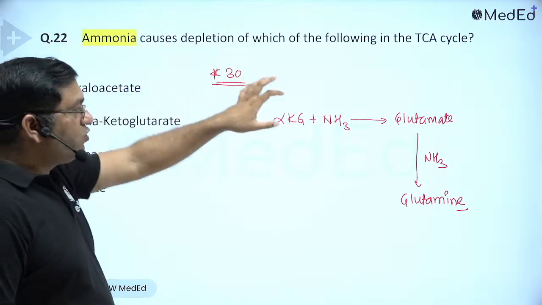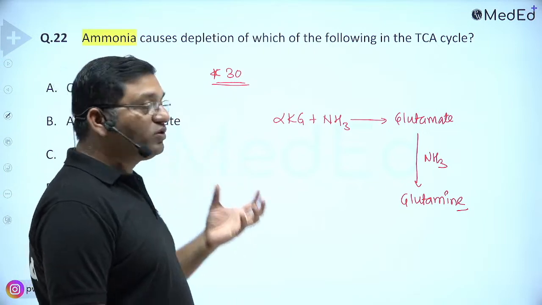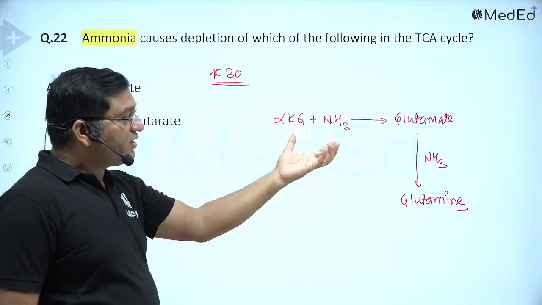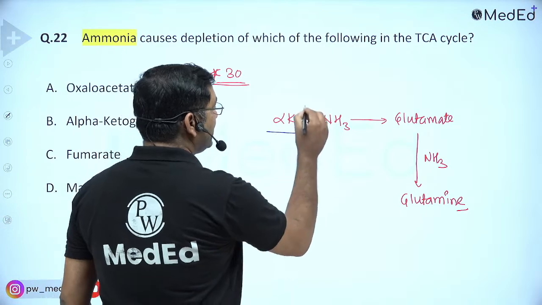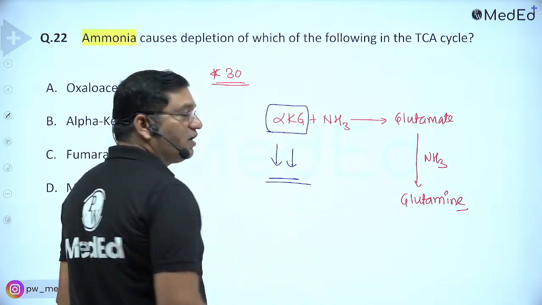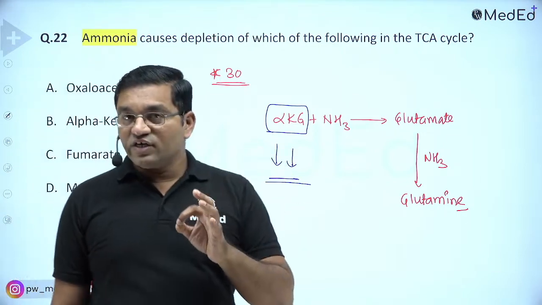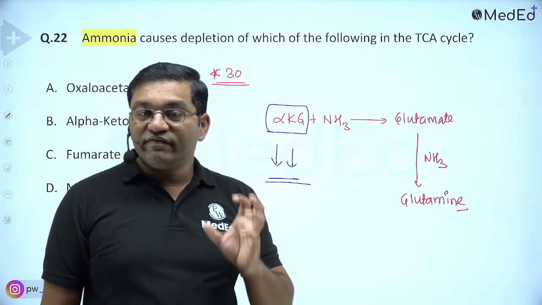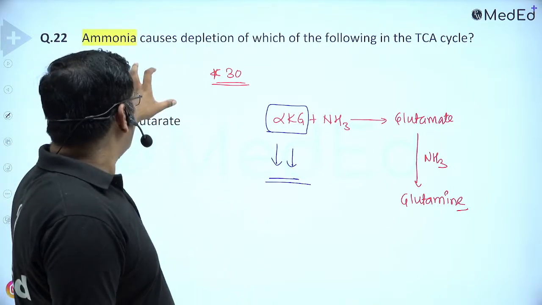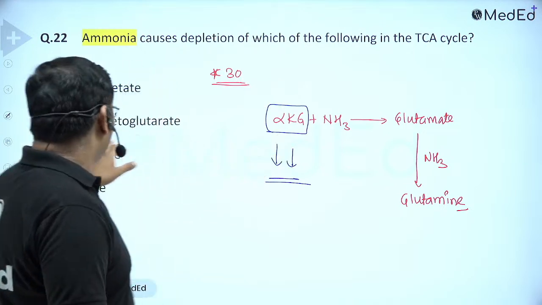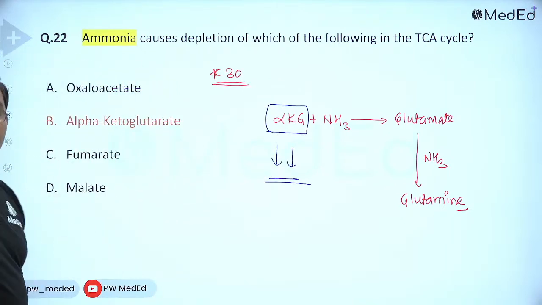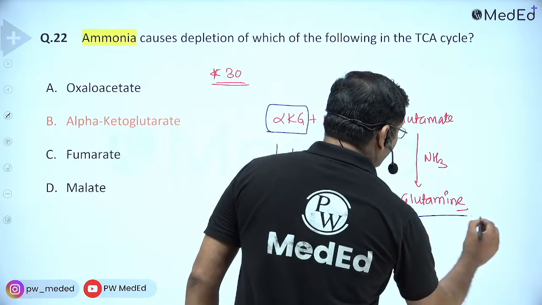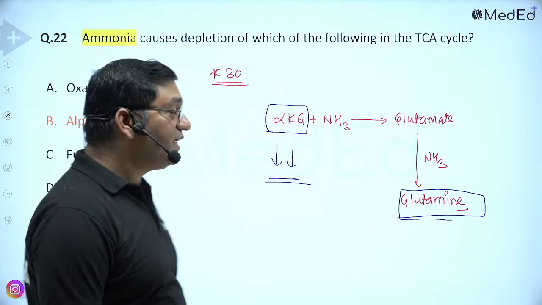So how does ammonia affect the TCA cycle? Whenever there is an increase in ammonia, it causes the conversion of alpha ketoglutarate and decreases the pool of alpha ketoglutarate. If there is a decrease in alpha ketoglutarate, the TCA cycle is hampered, affecting ATP production. This is how ammonia causes depletion of alpha ketoglutarate and affects ATP synthesis. That's why ammonia is toxic to the brain. Also, it causes the synthesis of glutamine. Increased level of glutamine causes cerebral edema. Okay.